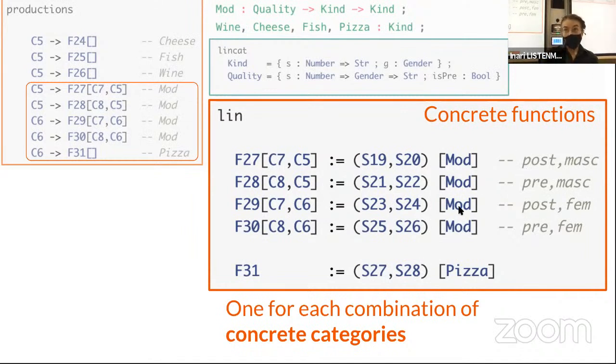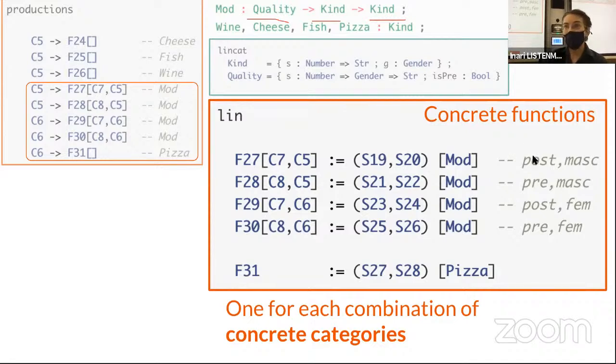So, right, now the mod. Here we can see it. It takes a quality and a kind, and returns a kind. And because quality and kind each compile down to two concrete categories, this concrete function, which takes one of each, compiles to the combination of concrete categories. So now we have 4.